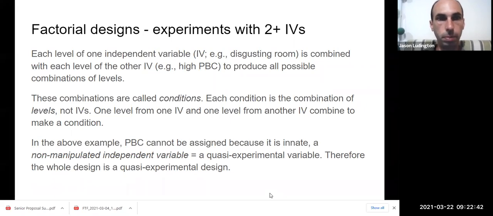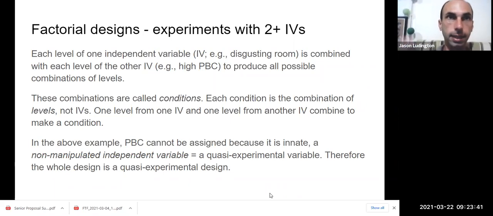So when you cross those two independent variables, they create multiple possible conditions. These combinations are called conditions. Each condition is the combination of the levels of each independent variable. One level of one independent variable and one level of another independent variable combine to make a condition. For example, you can have high or low body consciousness. Let's say we're dealing with low body consciousness. Yeah, that's one level. And let's say we're dealing with a messy environment and a clean environment. Let's just take the messy environment. So now we take low private body consciousness, or personal, and mix it with the messy environment. So those two levels of the two independent variables combine into one condition.